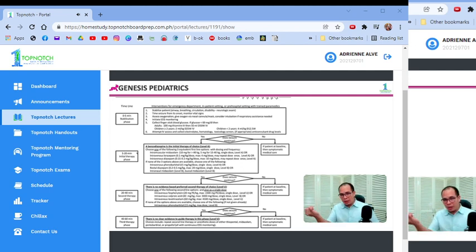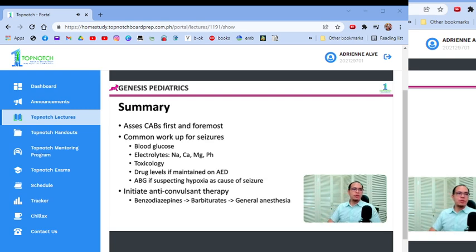So, basically, it's benzodiazepine. Pag na-maximize mo na yung benzodiazepine, hindi pa rin tumitigil yung seizure. Okay? We give our barbiturates. Pag na-maximize mo na yung barbiturates, hindi pa rin tumitigil, we proceed to our general anesthesia. Okay? So, yan. So, choose one. Alright. Okay. So yan. So summary of those guidelines, nasabi natin yan, CABs first and foremost, very important.